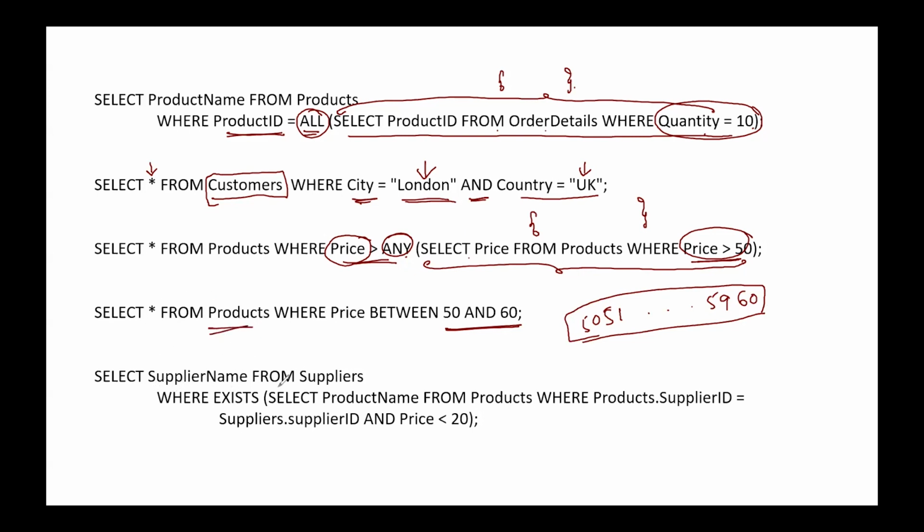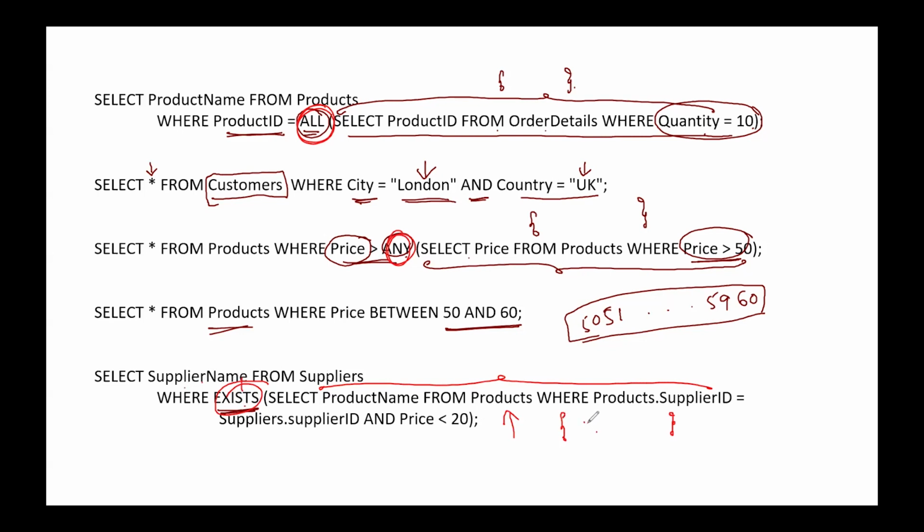Next is select supplier name from supplier where exists. As you can see, for all, any and exists, for such kinds of conditions, we'll always have a subquery. This is called a subquery. First, this query will be resolved. With the help of this, I'm going to get a set of values. Those values will be compared with the outer query, that is, select supplier name from supplier where exists.